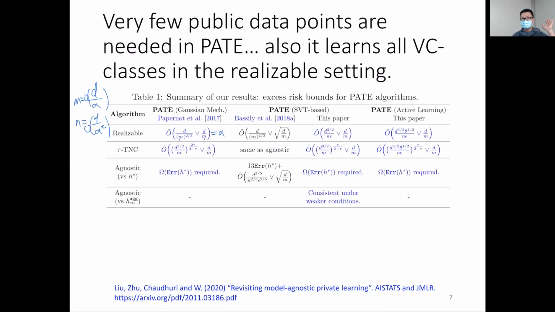To say it differently, if we augment a large private data set with just a tiny bit of public data, then we can already convert something that's not learnable at all into something that's actually learnable.